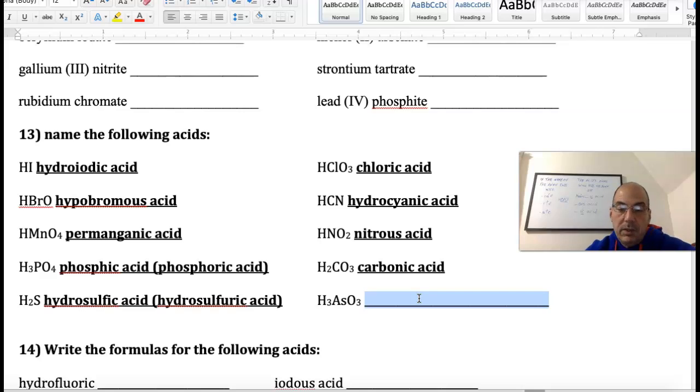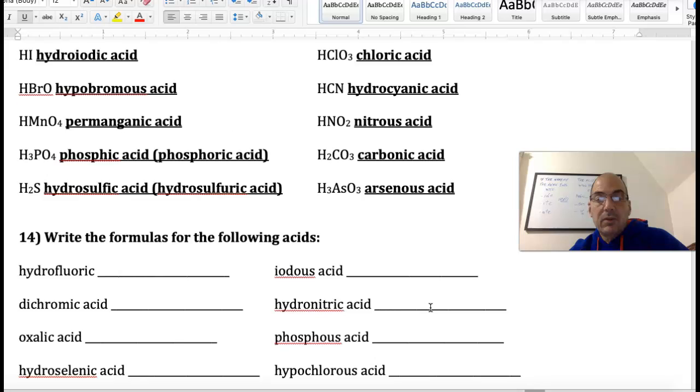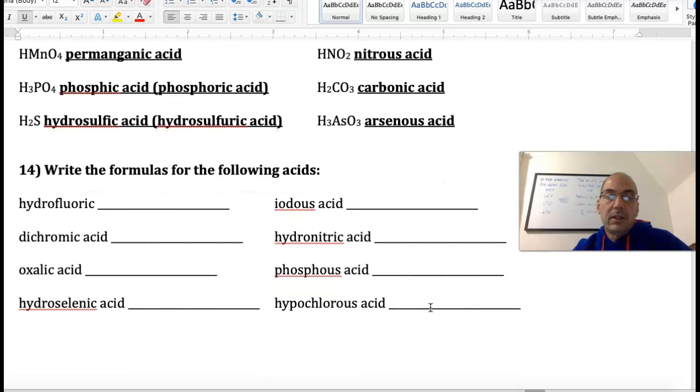And finally, we have AsO3, which is arsenite. Arsenite becomes arsenous acid. All right, so there's the naming of the acid part. Now we have to talk about the reverse scenario. If I give you the name, figuring out the formula. So we're really just using the chart and working the other way around, but we have to remember to add on the hydrogens. I can't tell you how many people get confused by that, but we'll go into it.